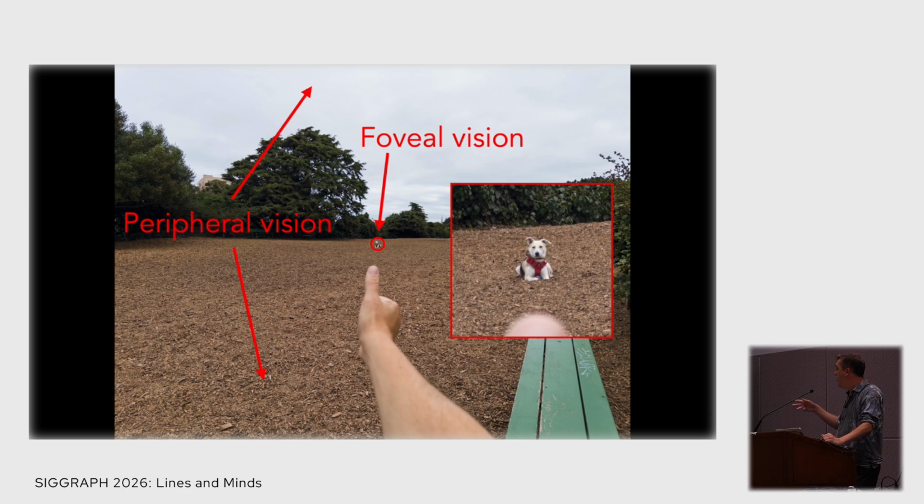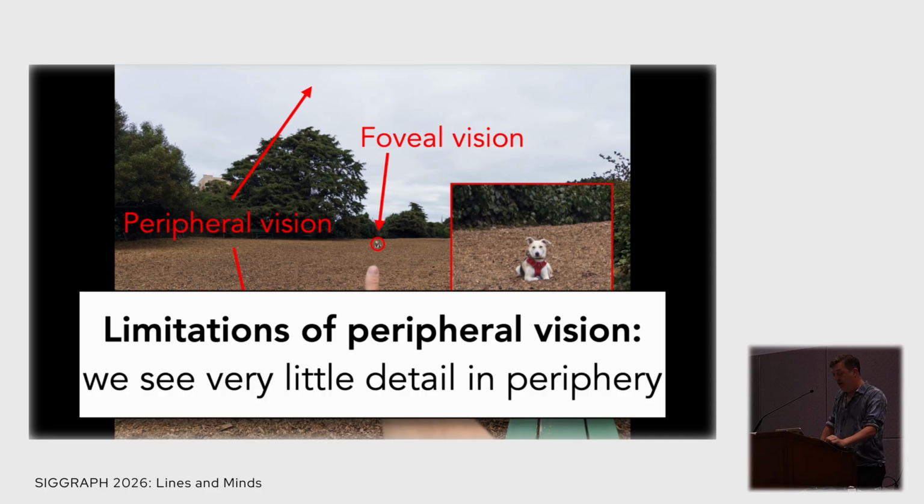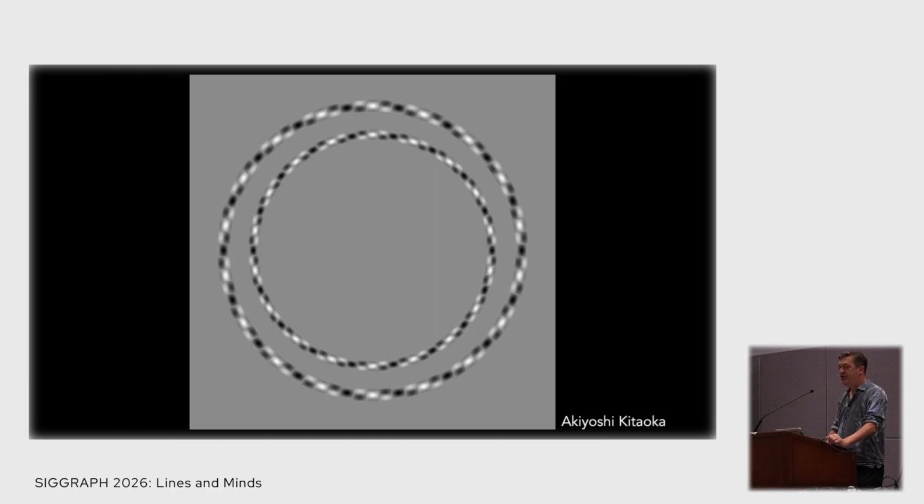And when I took this photo, that illustration on the right is roughly what I could see with my foveal vision. So the limitation of peripheral vision is we just get much less detail in the periphery, and so we have to move our eyes to gather information from the scene. And this is illustrated by this picture.